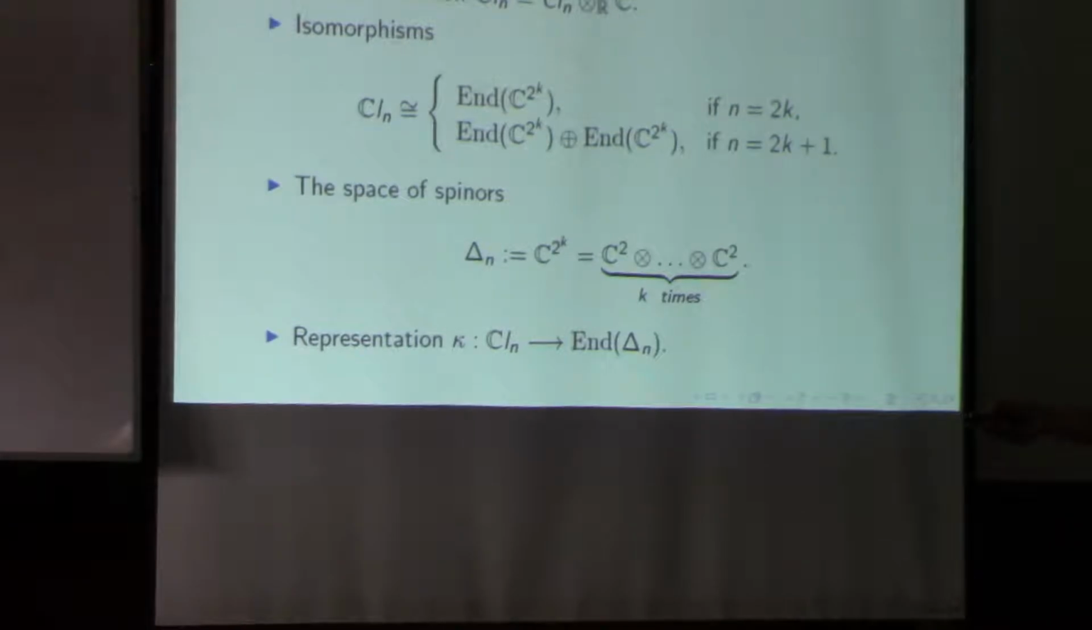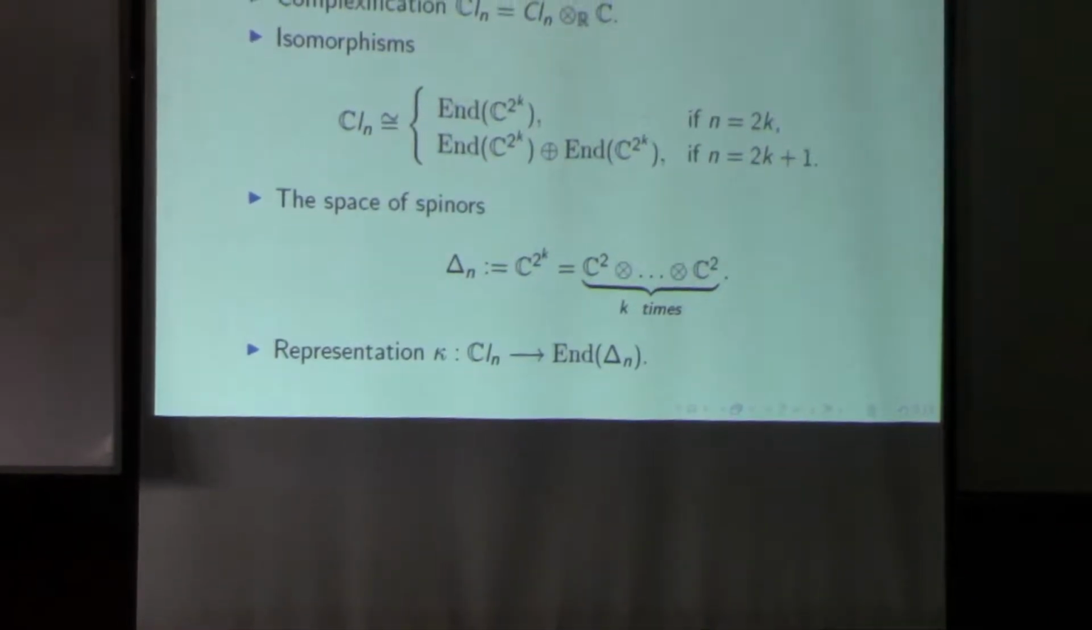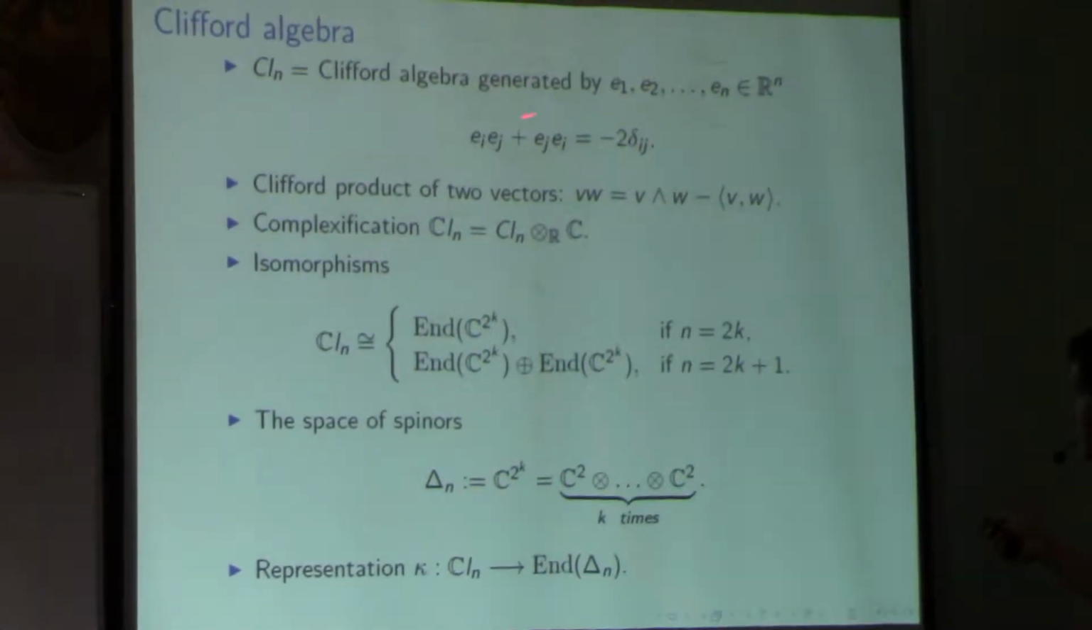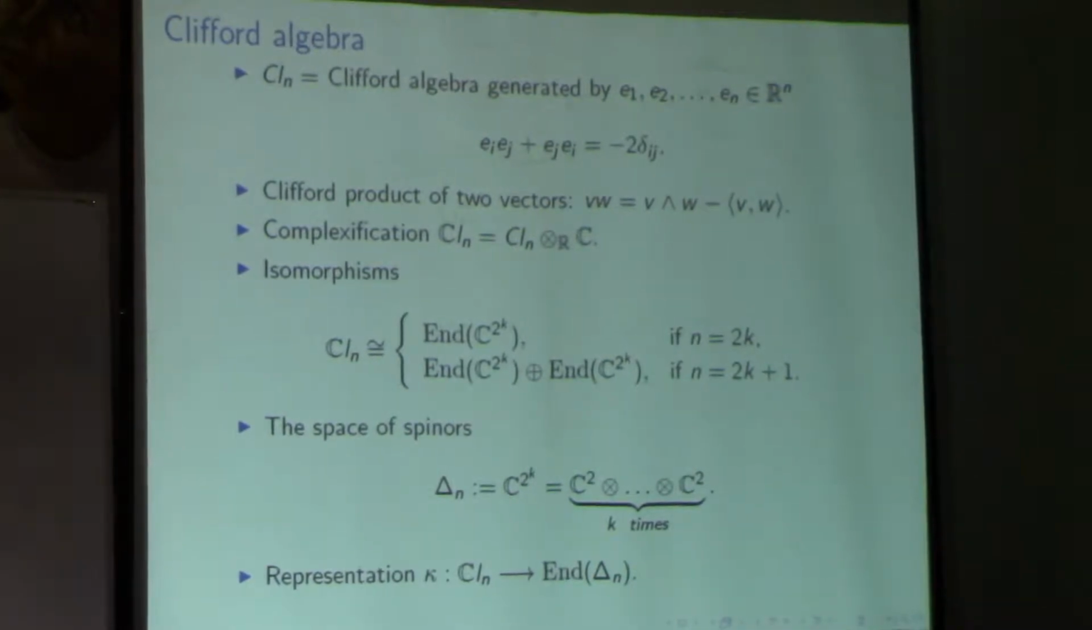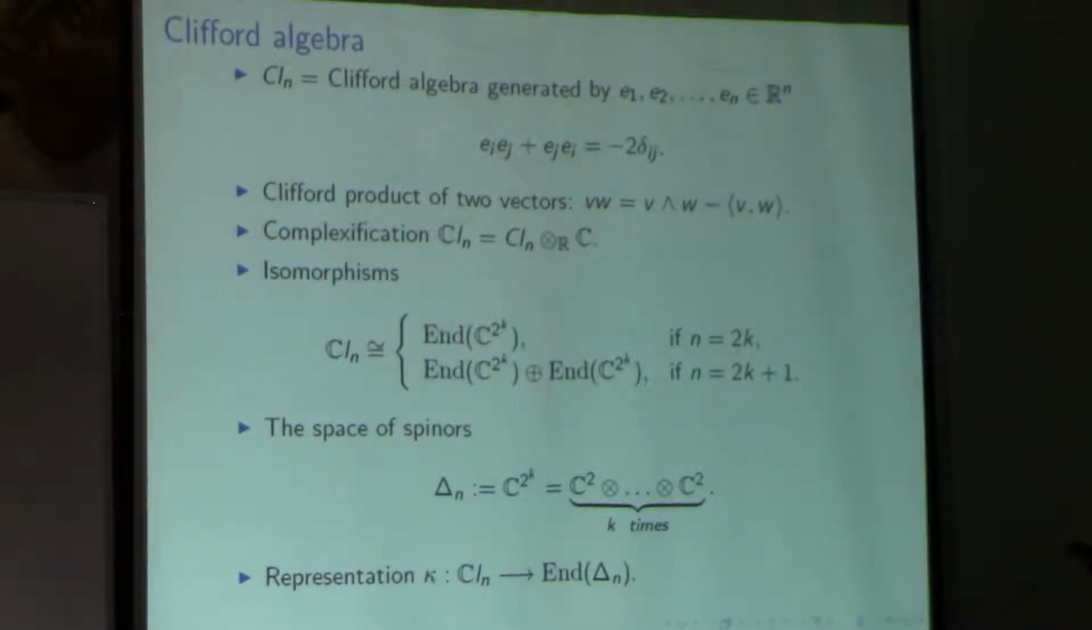representations and Lie groups. So I will denote by CLN the Clifford algebra generated by Rn with its standard inner product, fulfilling this relationship. The generators, let's think about it that way. I think in coordinates, in local basis. The Clifford product of two vectors is given by the wedge product minus the inner product of the two vectors. So it basically is a corrected wedge product. The complexification will be denoted with this C.